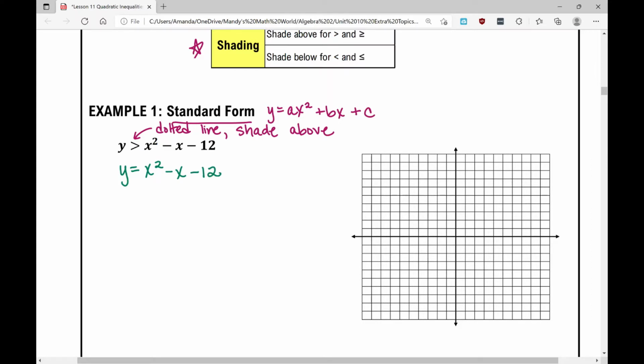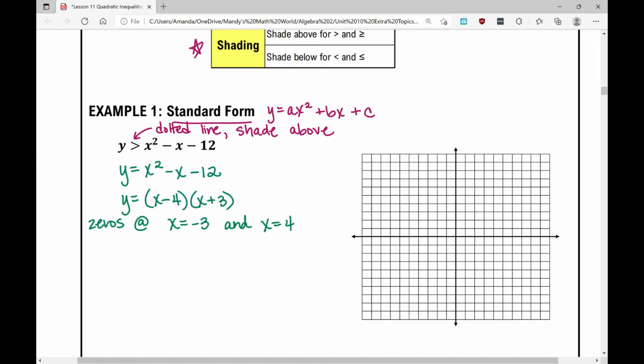The first thing I'm going to do is find the zeros of this. Now every example that I am going to do today is factorable. So we're actually going to be able to factor each one of these quadratics. When I factor this quadratic, I need two numbers that multiply to negative 12 that have a sum of negative 1, and that's x minus 4 times x plus 3, which means I have zeros at x equals negative 3 and x equals 4. Right?